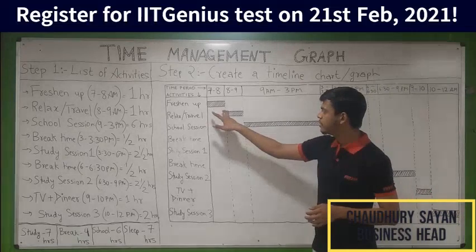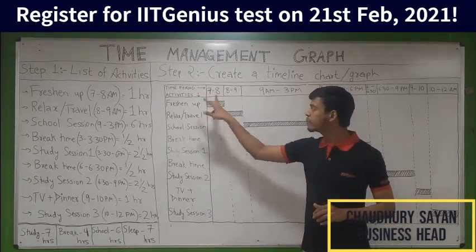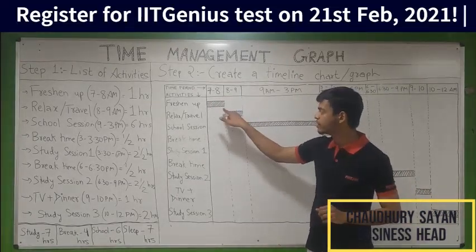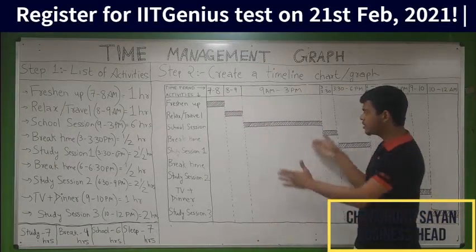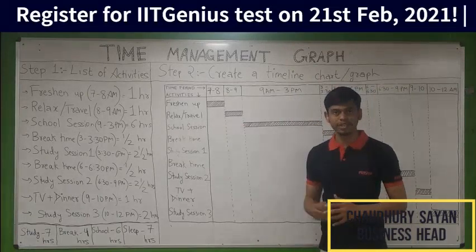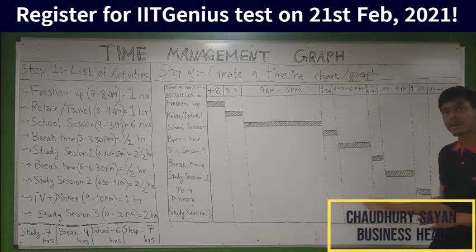You can see that the length of the bar accounts for the time that he dedicated to that particular activity. So from 7 to 8 a.m. in the morning he freshens up. Then for another 1 hour he takes relaxation and travel. Then there is a huge timeline bar from 9 a.m. to 3 p.m. for his school sessions. And so on and so forth. You can see that the entire bar chart has been completed.